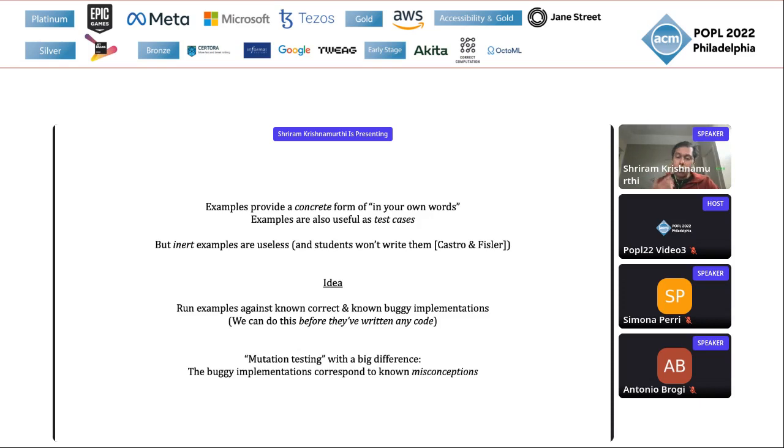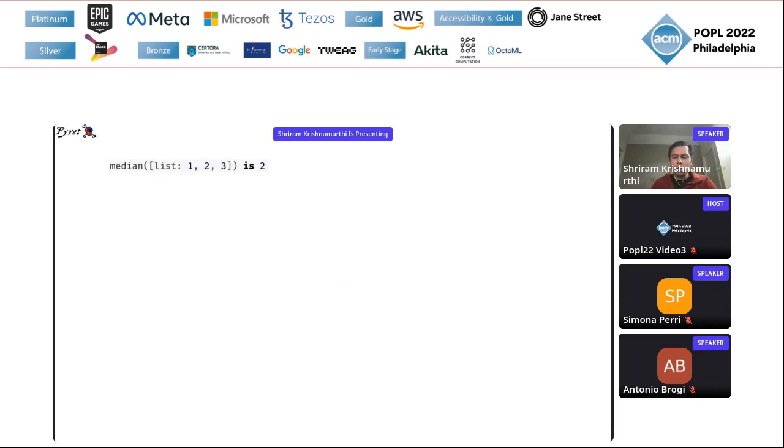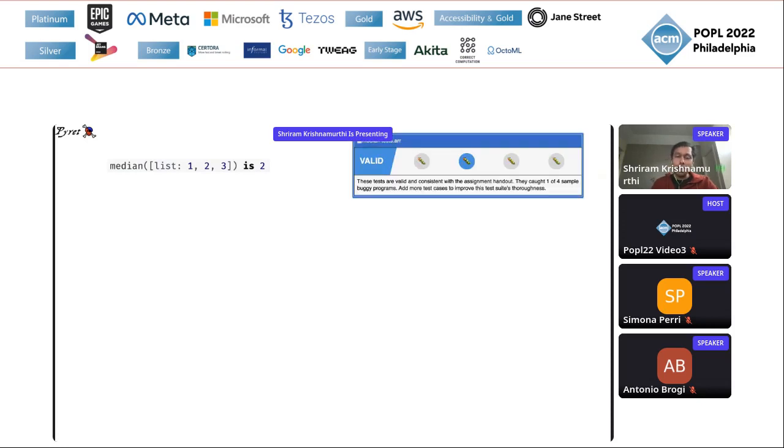Okay. So there's this IDE called Exemplar that we built on top of Pyret, which is this programming language we're building. And so here is Andy's example, right? So if you write median of list 1, 2, 3, Exemplar will come back and tell you two things. It'll tell you it's valid, and it also tells you you've actually caught one of the buggy implementations, okay?